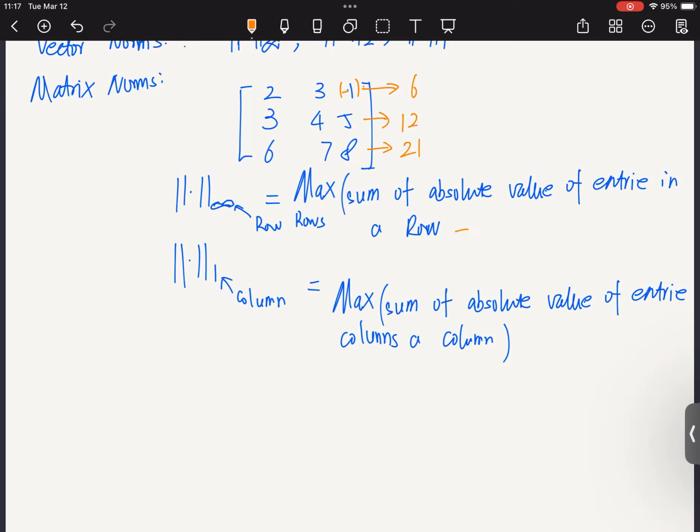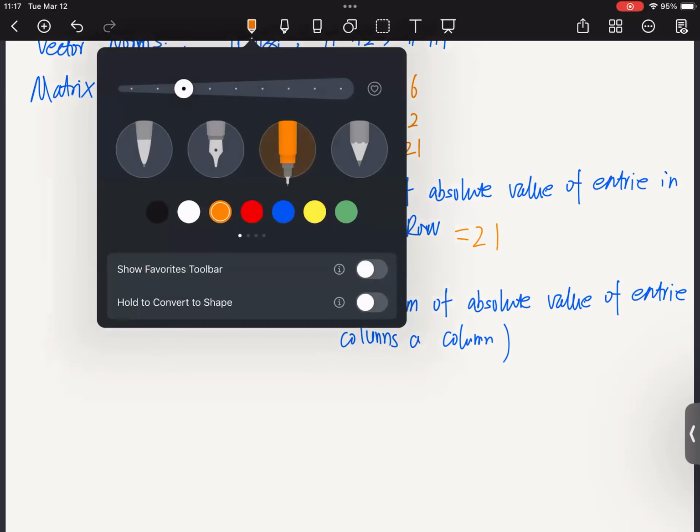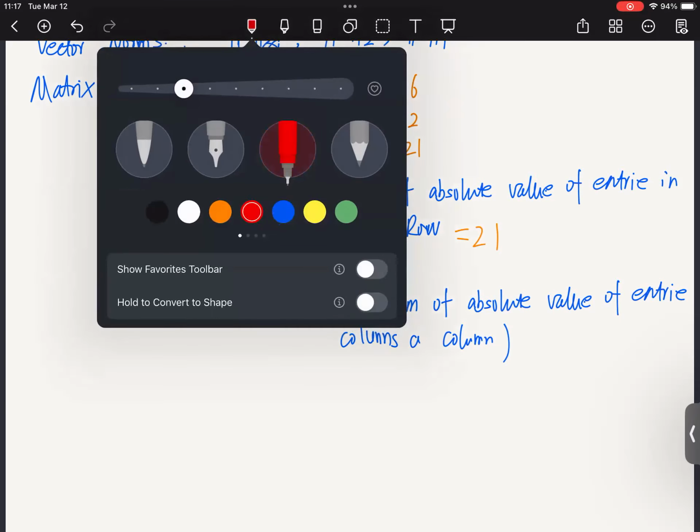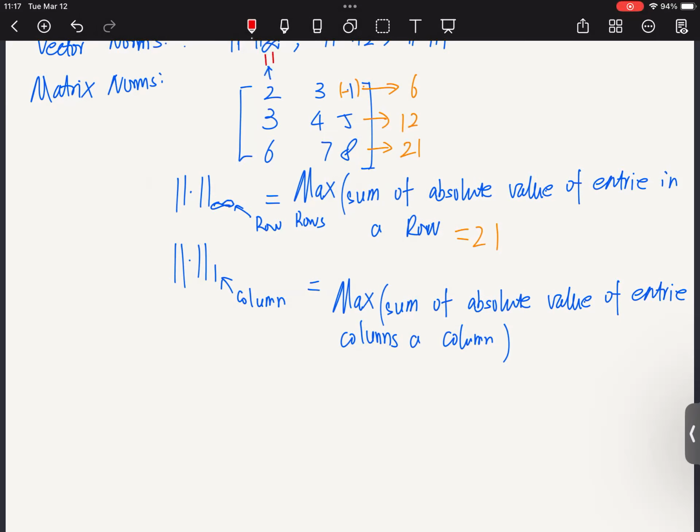It's 21, and so let's say, if we are going to take the one norm, you'll see this is vertical, and then we take the columns and compare among the columns. So for the first column, what is the sum of the entries here? We have 2, 3, 6, and then it's just 11.